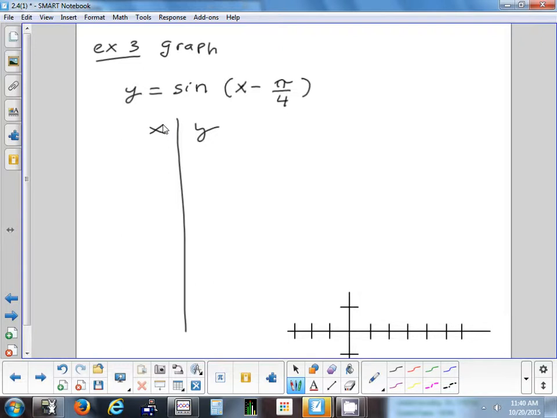X's or Y's? Y's. Yep, Y is going to stay the same. Okay. You're adding or subtracting in the parentheses. That's a phase shift. You're going to move it left and right. You're not moving it up and down.